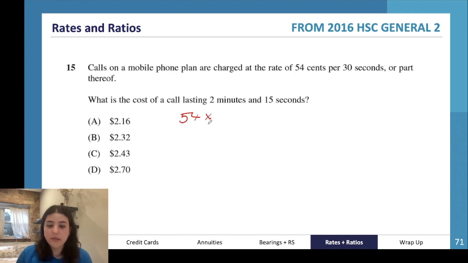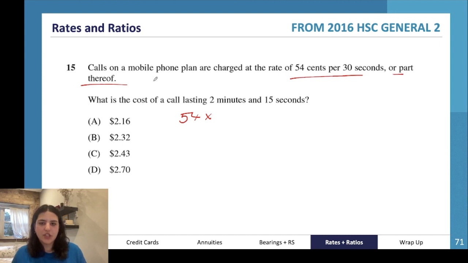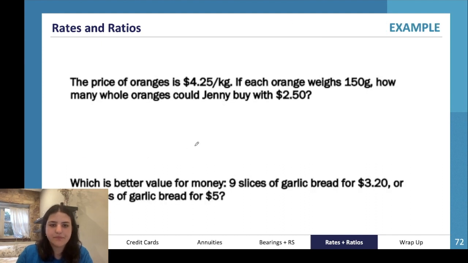It says calls are charged at the rate of 54 cents per 30 seconds or part thereof, which means that even if you go over by 1 second, you're being charged 54 cents for every time you cross over a 30-second boundary. So there are 4 in every 2 minutes, and then this is part of one of them. So we would just do 54 times 5, which is $2.70.